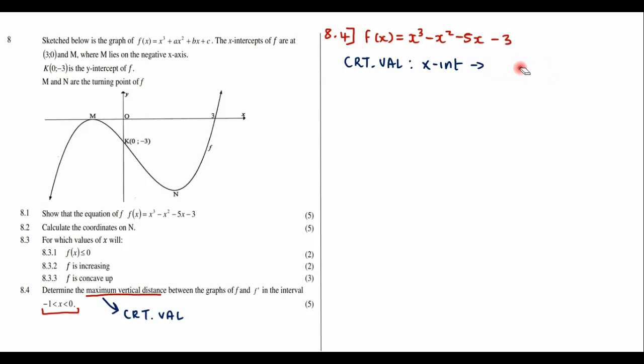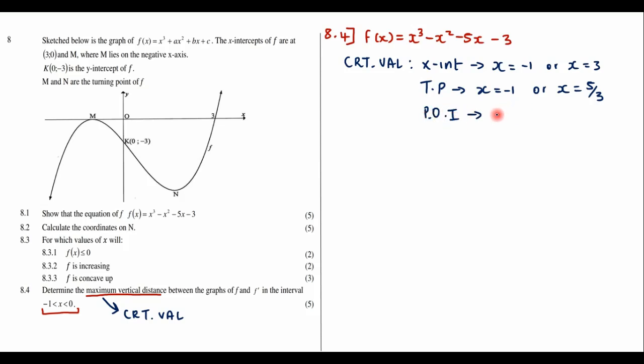Let me just write the x values. So the critical values are happening at x equals -1 or at x equals 3. So that's the first critical value. And then the second one is the turning points. On the turning points, this happens, of course, at x equals -1 or at x equals 5/3. And then another critical value is the point of inflection, not inflation, inflection.